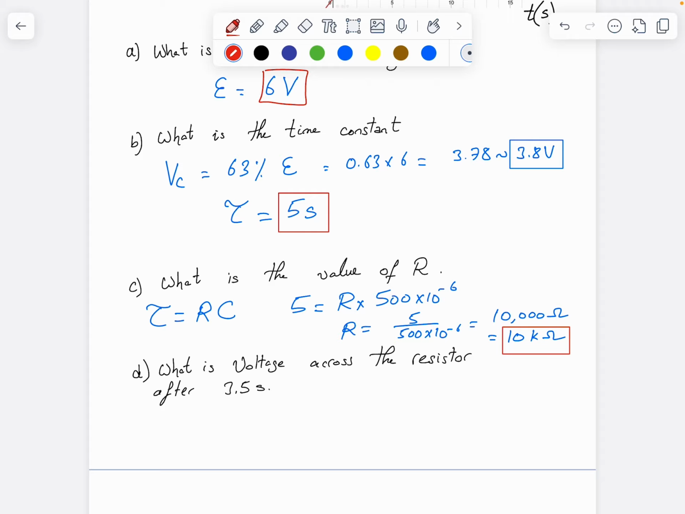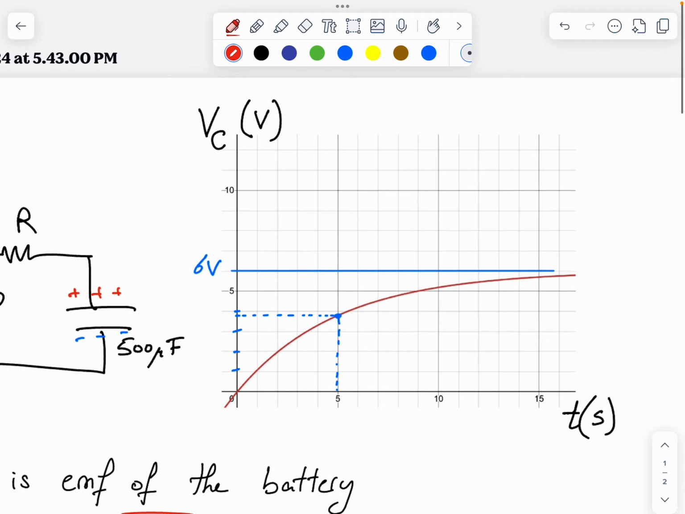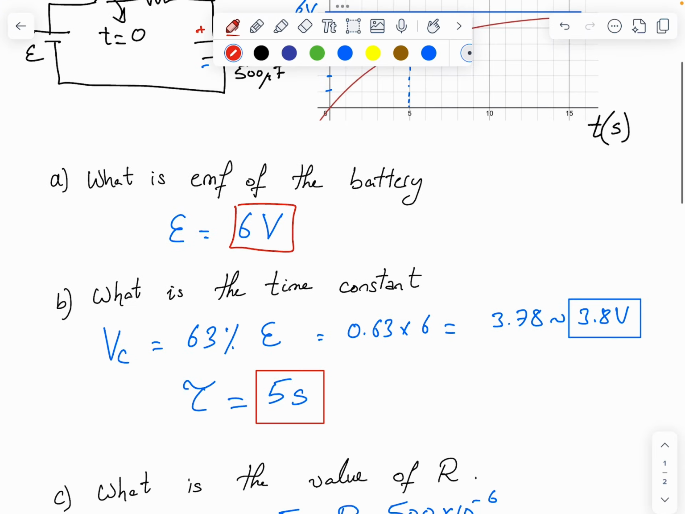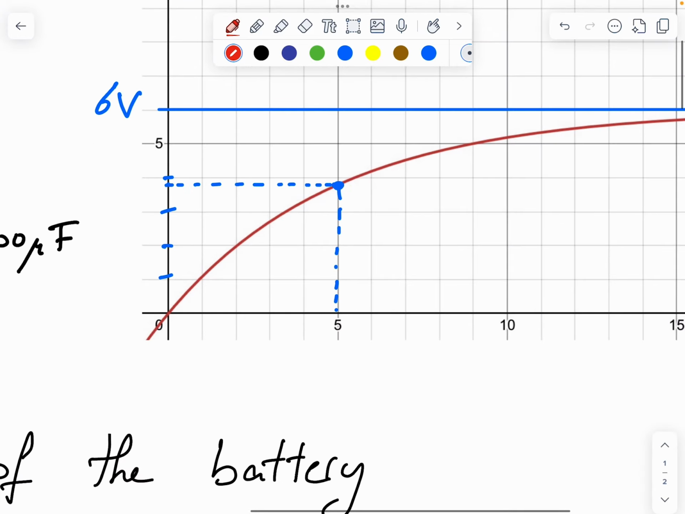Finally, what's the voltage across the resistor after 3.5 seconds? Remember, this is the graph of the voltage of the capacitor, not the resistor, but we are going to use it also to find the voltage of the resistor. So after 3.5 seconds, we come here and we see where the 3.5 seconds is. This is 1 second, 2 seconds, 3. So 3.5 is almost here, somewhere in the middle.